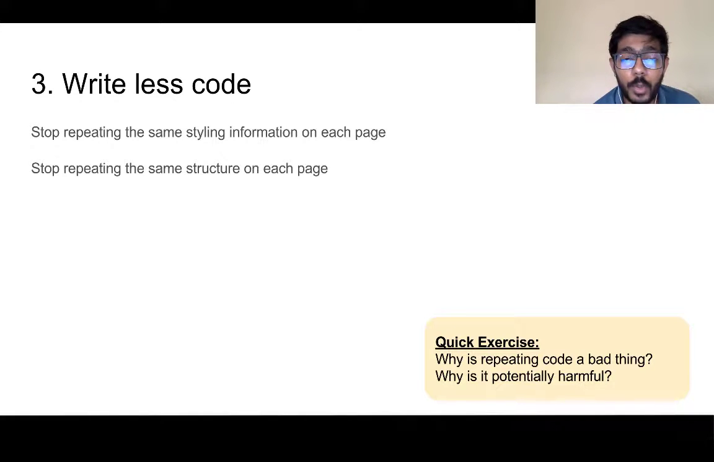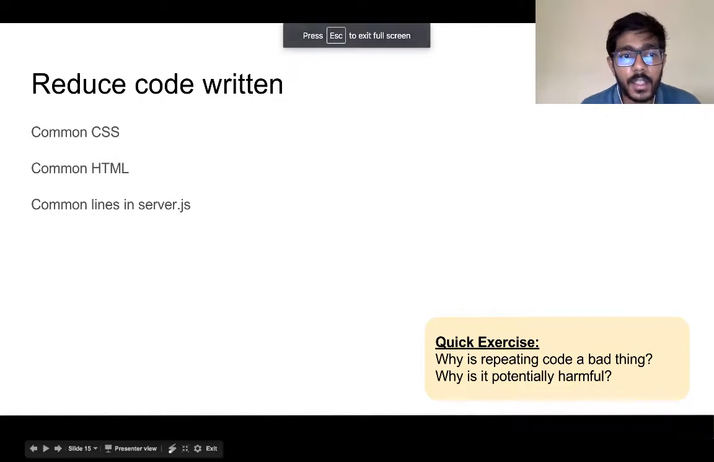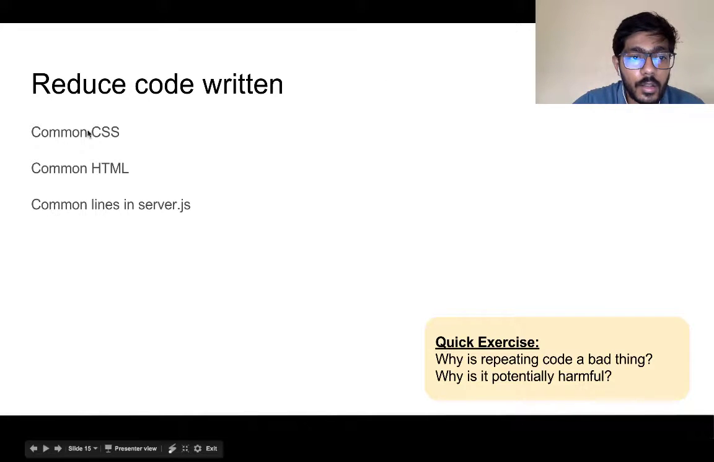The goal of a good programmer is always to write the least amount of code possible, right? We should never repeat functionality by repeating code. And apart from being aesthetically not very elegant, this is also potentially harmful. You should read up a little bit on the internet about what is called the DRY principle, and why repeating code could be potentially harmful. So we have 3 specific areas where we want to reduce the code written: common CSS, common HTML, and common lines in server.js. Let's see how we do this.